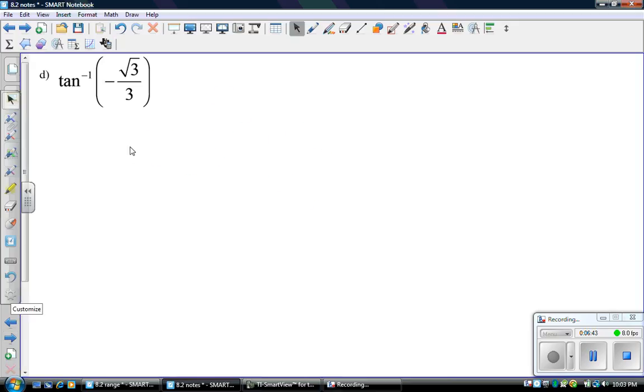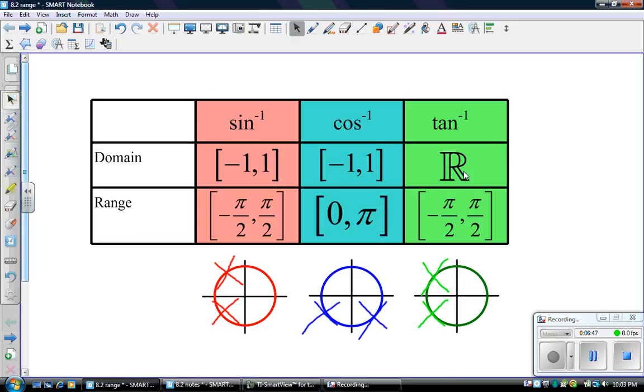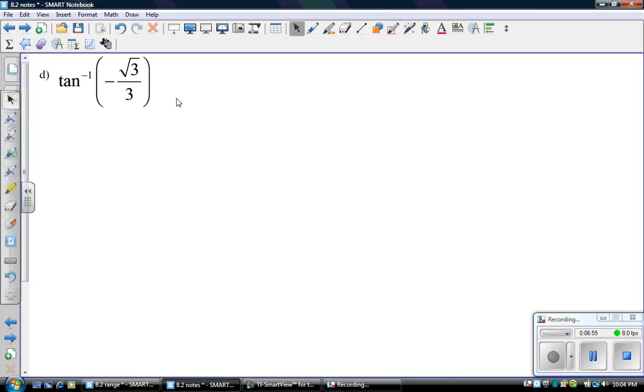On the next problem, I'm doing an inverse tangent problem. Again, inverse tan is just like inverse sine. I cross out the left two. My answer has to lie in these numbers. So on this one, on my unit circle, I immediately cross out the left two. Since it's a negative number, tangent's positive here, so I cross that out because I want negative.